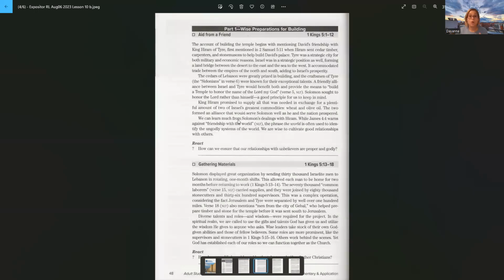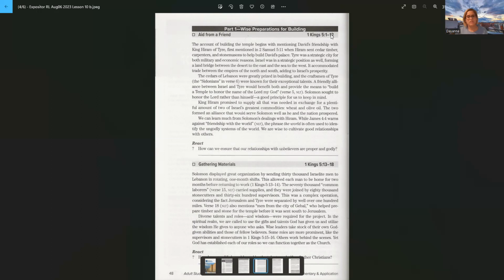Moving on over here. So part one, this is part one, all right? And part one has its title, Wise Preparations for Building. Again, this is about Solomon's temple. Right now we're studying Solomon. Okay, so it begins with the subject, aid from a friend, and it guides you with the book and the chapter you have to go and read. And then it asks you a question in the end. It's going to say, for instance, how can we ensure that our relationships with unbelievers are proper and godly? So that's the focus right here in part one.